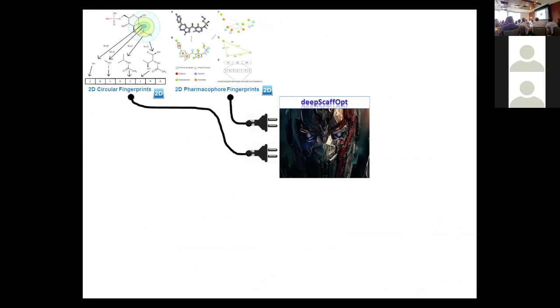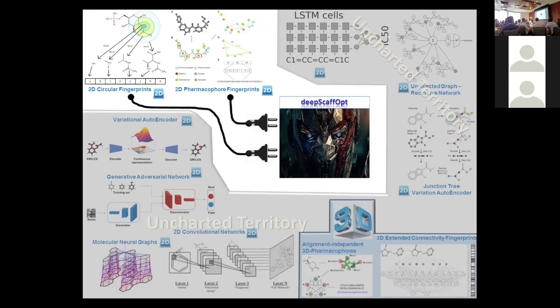However, this consists only of a very small fraction of all the available space of options that can be utilized with deepScaffOpt. For example, deepScaffOpt can be combined with LSTM neural networks, which process SMILES strings as input, or undirected graph recursive networks, or various types of autoencoders, or generative adversarial networks, or even molecular neural graphs, as I will show you later, which are a special case of two-dimensional convolutional neural networks. But of course, the ultimate solution will be to combine deepScaffOpt with 3D structure-based feature vectors like 3D pharmacophores. However, that necessitates the possession of an accurate pose-prediction method, which I currently do not have.